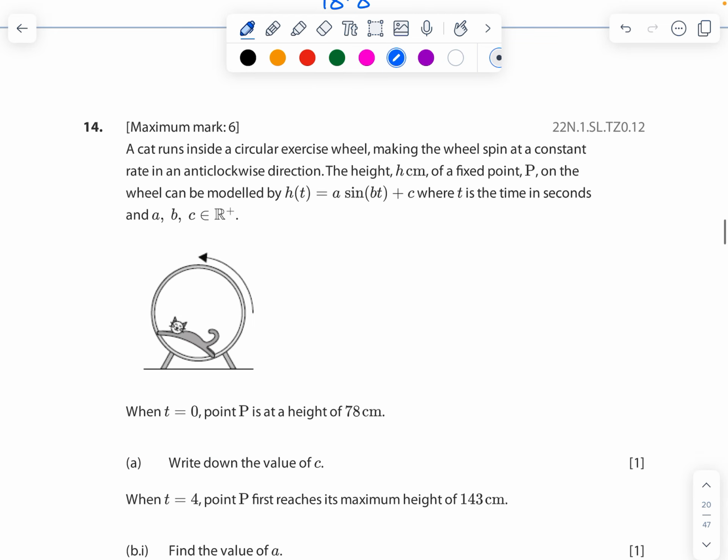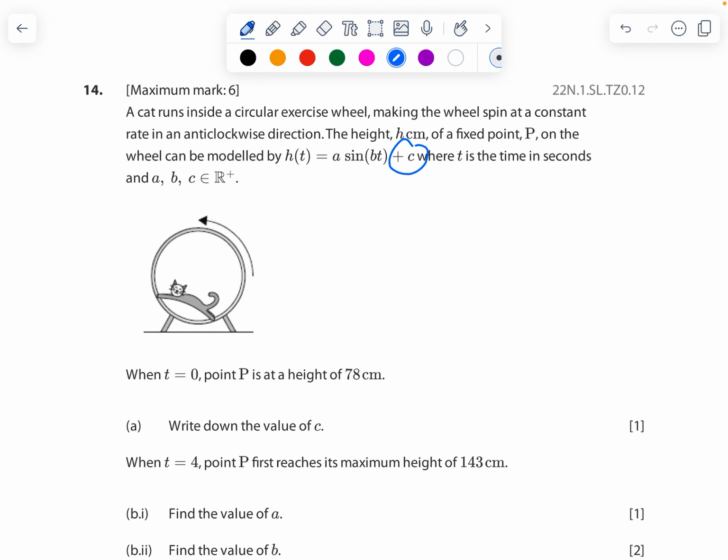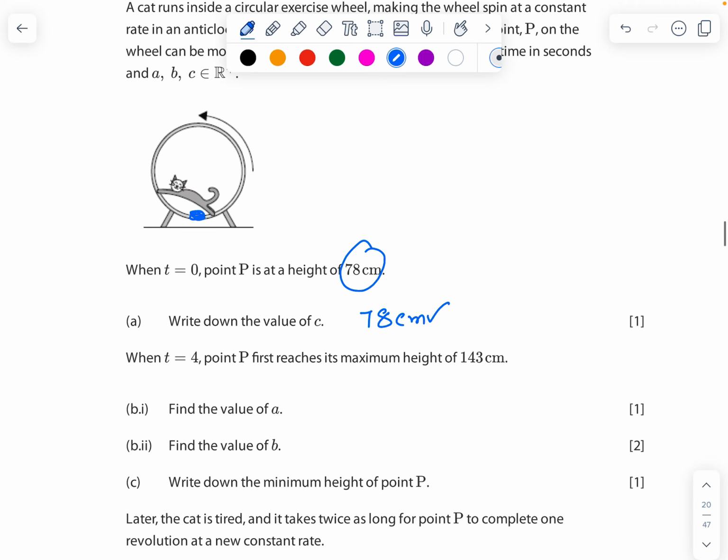Question number 14. A cat runs inside a circular exercise wheel, making the wheel spin at a constant rate in an anti-clockwise direction. The height h of a fixed point is given by this formula. When t equals 0, the cat is at a height of 78 centimeters. Write down the value of c. It is starting at a height of 78 centimeters, so that is the value of c. At t equals 4, the point P first reaches a maximum height of 143 centimeters. What is the value of A?